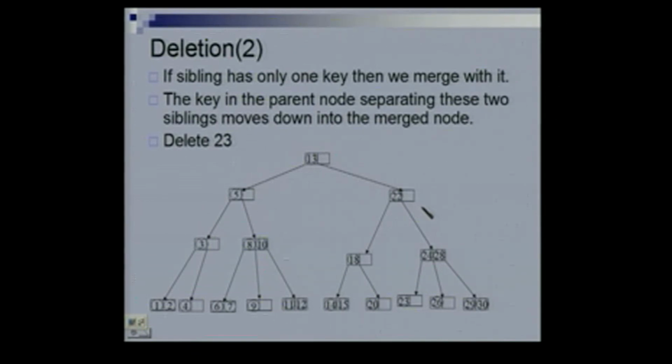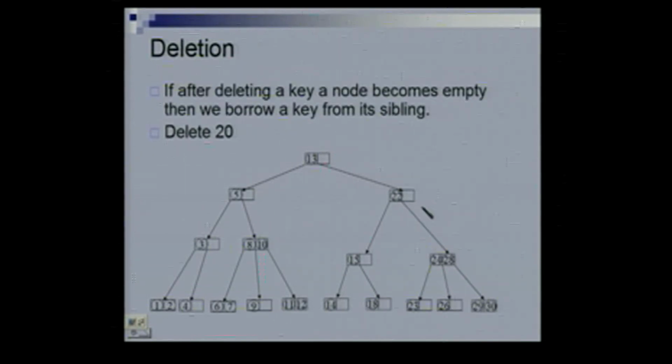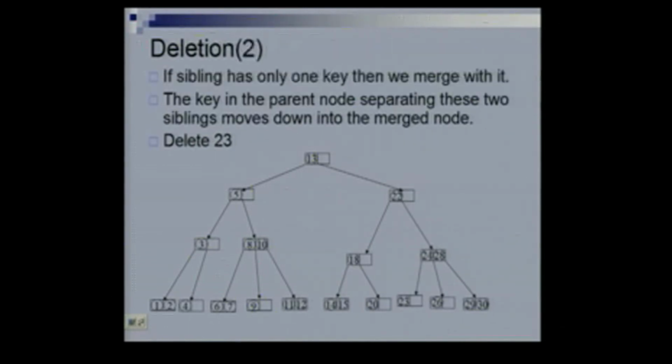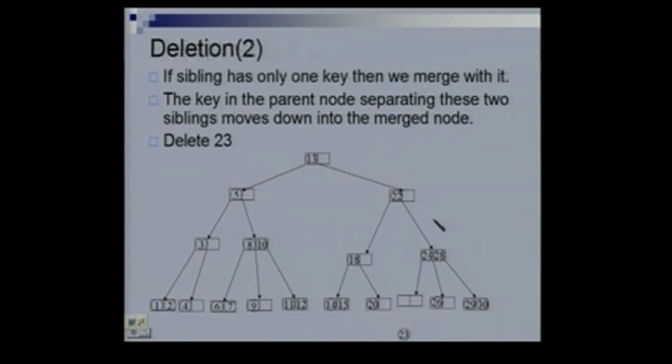Now, what happens if the sibling has only one key? Suppose I was trying to delete 23. Now when I try to delete 23, 23 goes away. I try to borrow one key from its sibling. This is the only sibling I can borrow from. I cannot borrow from here, and you remember the reason for this. This has only one key, so if I borrow from here, it becomes empty. So in this case, what did we say we would do?